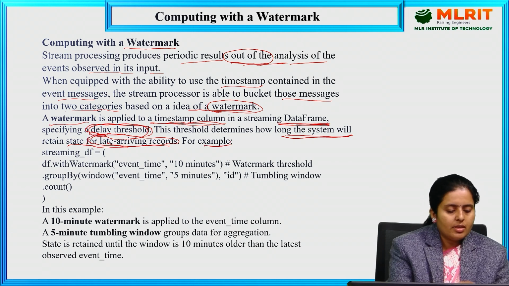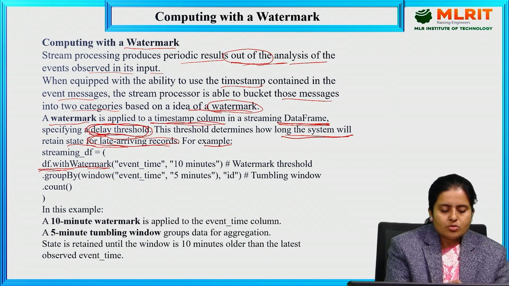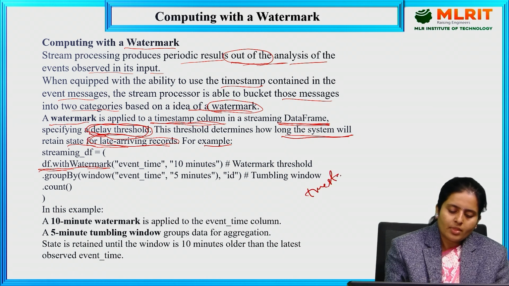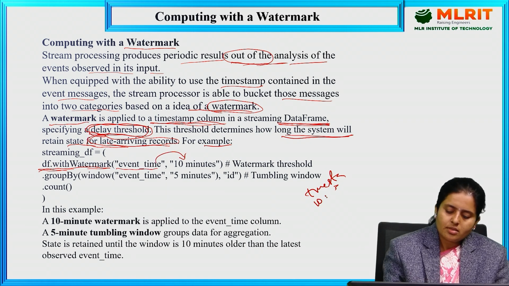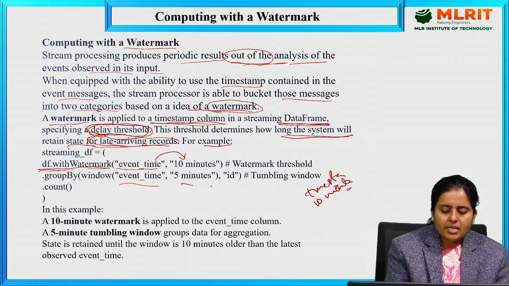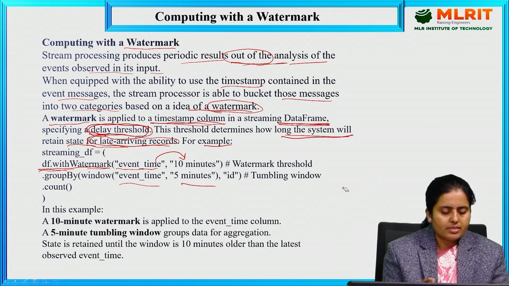For example, here with a small code, I have added a watermark on my data frame. The watermark is a combination of timestamp. Here in the watermark I have taken an event time of 10 minutes. And this is a tumbling window. Tumbling window means the movement of the window happens every 5 minutes. Using the tumbling window concept, it will process for 5 minutes.